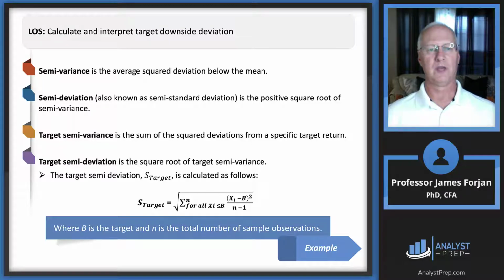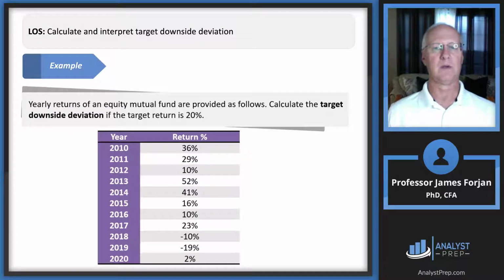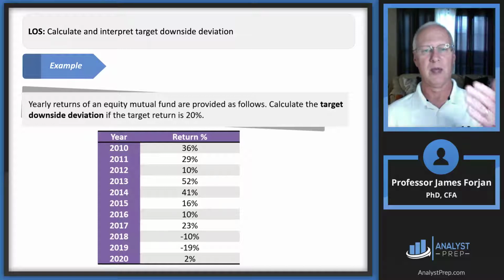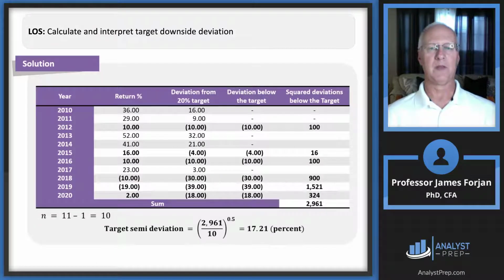And so there's a good equation for the target semi-deviation where we have some acceptable level of risk or some acceptable deviation from each observation. Let's go ahead and do a quick example. Target downside deviation if the target return is 20%. So there we have a bunch of returns. And let's go ahead and put this in a matrix. I think this is probably the easiest way to do this.